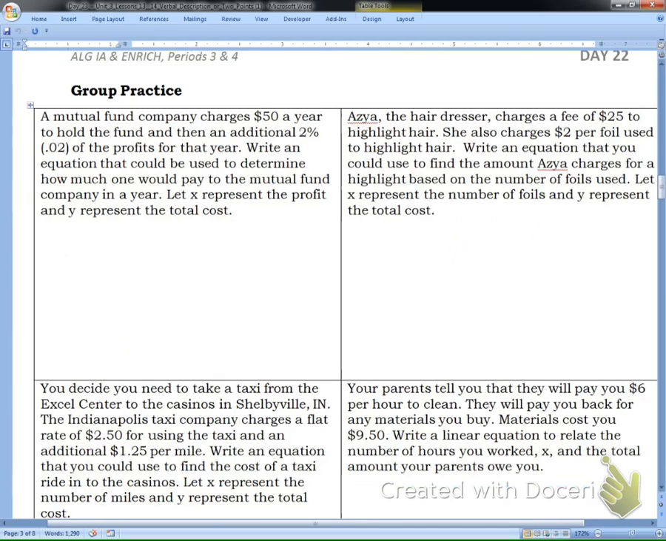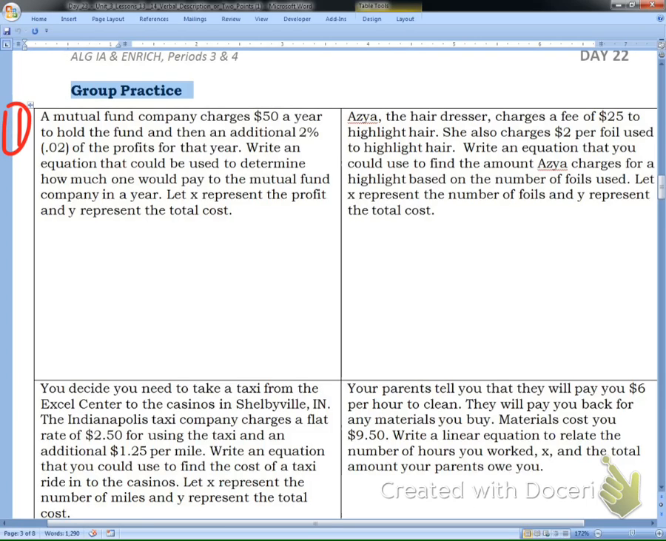Alright, these aren't numbered, so I'll just have to tell you which one we're looking at. Let's look at this problem right here, problem number 1. Let's see if you can start the equation. Can you identify any words or things that might indicate the rate?